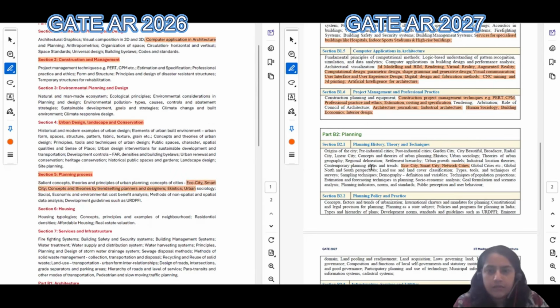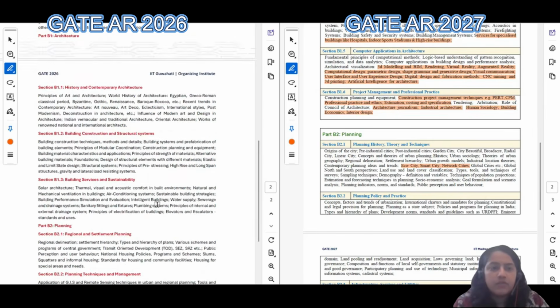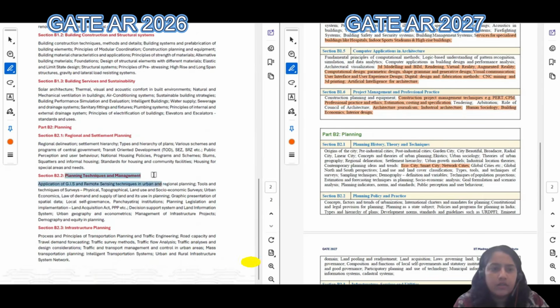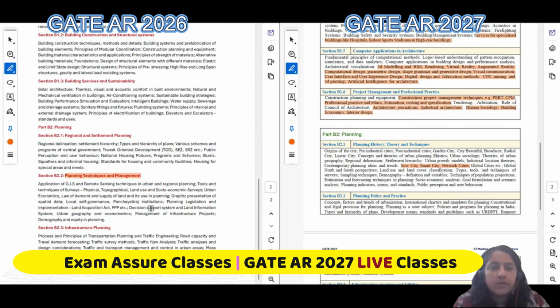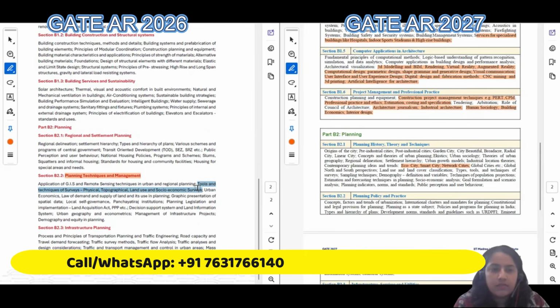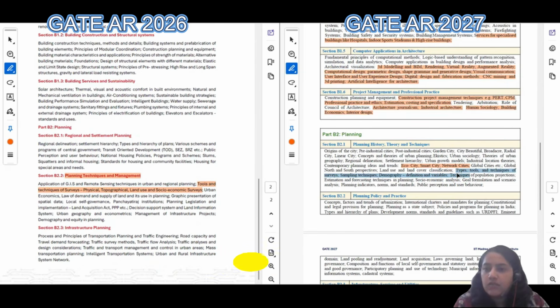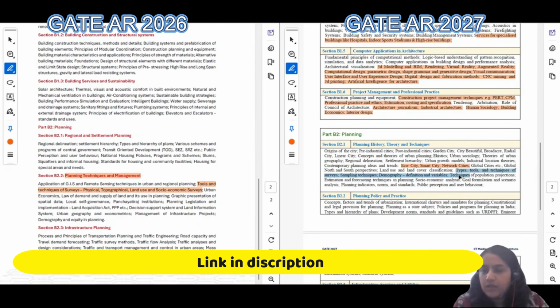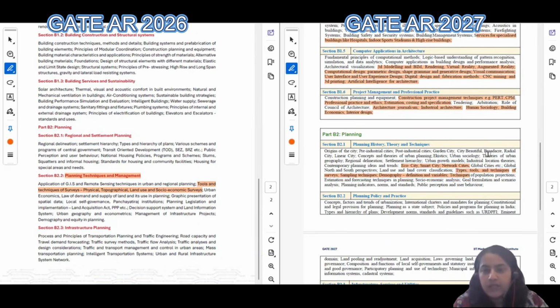Okay. Plus, the planning techniques and management part that was here in the previous syllabus, right? Tools and techniques of surveys, various types of surveys have been added here into techniques of surveys. All of that has been added in B 2.1. Other than that, your basic theories, garden city, city beautiful, broadacre, radial city, linear city, all of that stays the same.